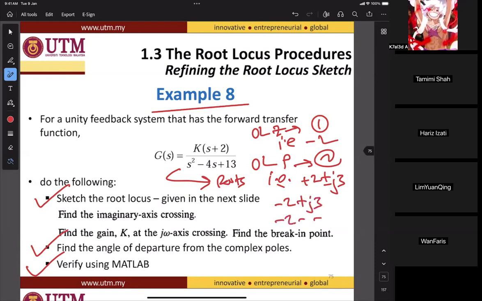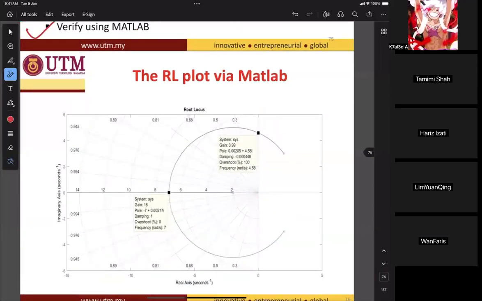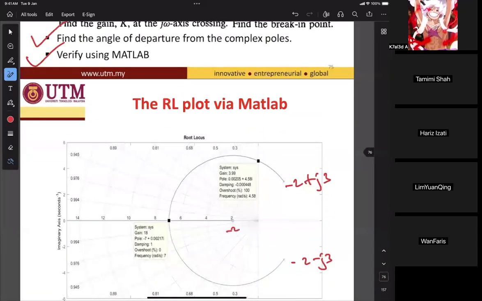The poles are -2 plus minus j3. Okay, thank you. So we plot. This is -2 minus j3. This is -2 plus j3. And this one is -2.